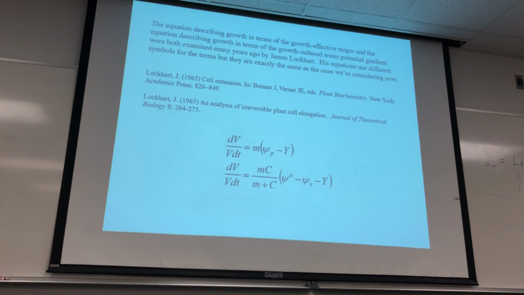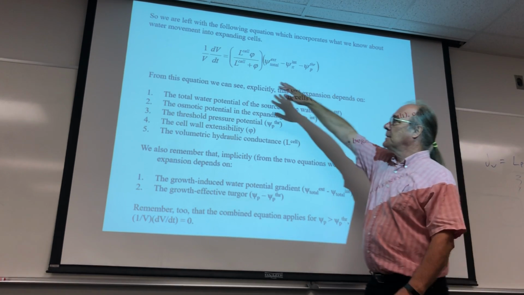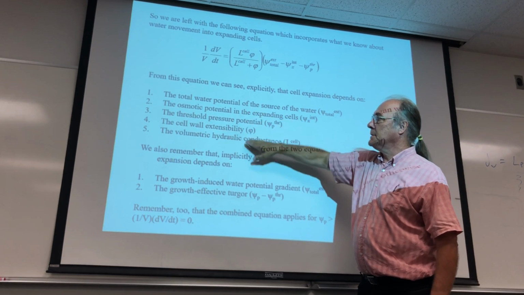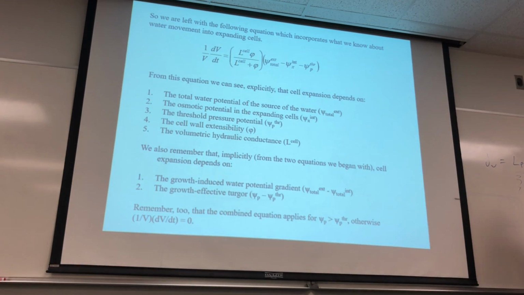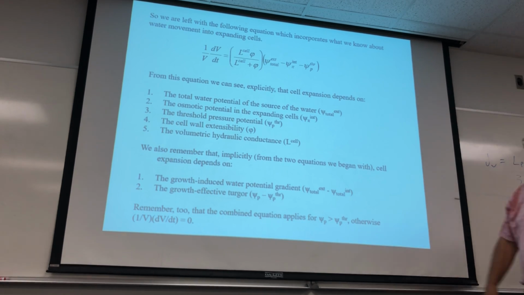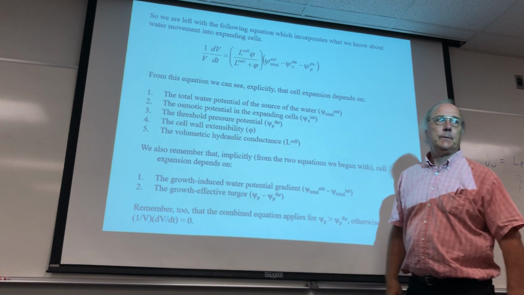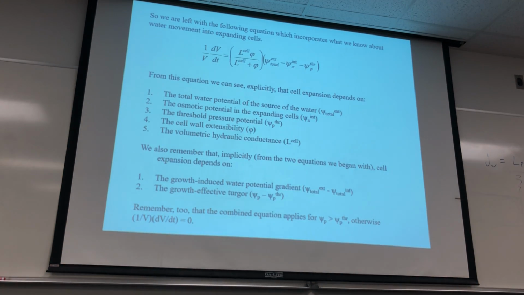Okay, so then we put these two together into one equation. Remember, I've got this equation here. And this shows how the relative rate of cell expansion depends on a bunch of parameters, any of which can change. Okay, so the volumetric hydraulic conductance can be changed through aquaporins. How can the cell wall extensibility be changed? By the plant. By the metabolism of the cell, yeah.